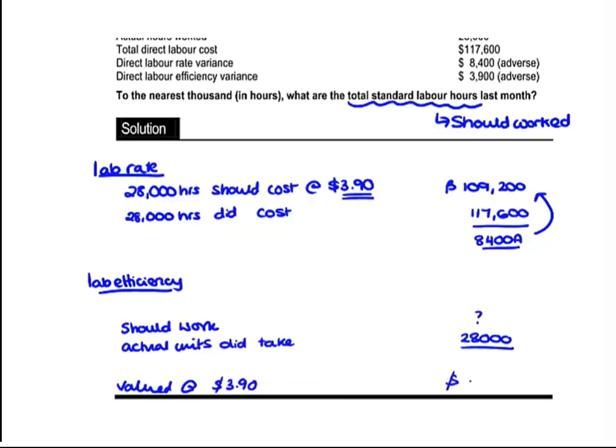And that gives us a variance of 3,900 adverse. So X number of hours multiplied by 3.90 gave us 3,900. So that means that we had a difference of 1,000 hours. And it was 1,000 adverse, so it means that it took 1,000 hours longer than we were expecting. So actual units we were expecting to take us 27,000 hours. So in answer to the question, the total standard labour hours was 27,000.